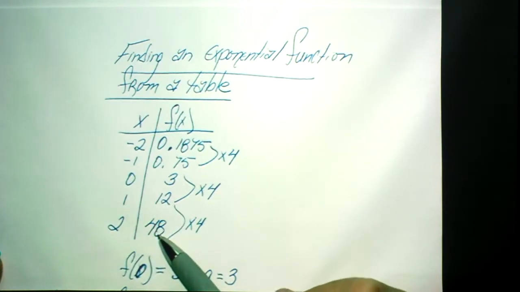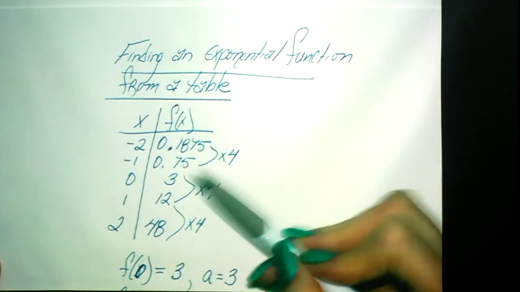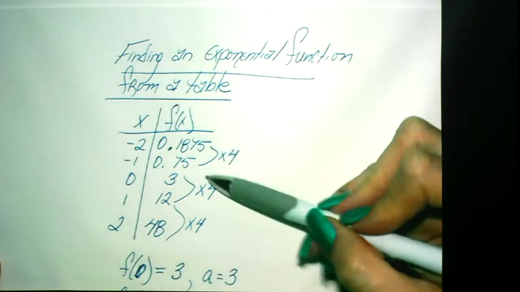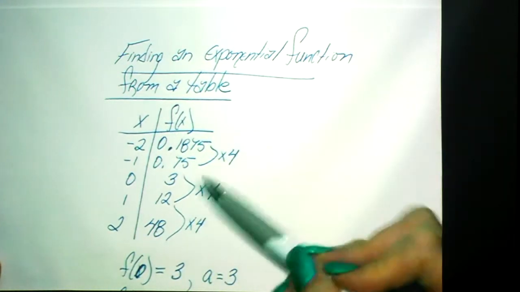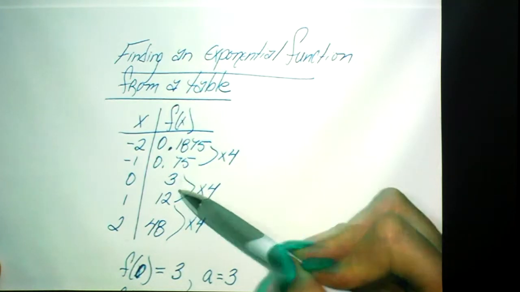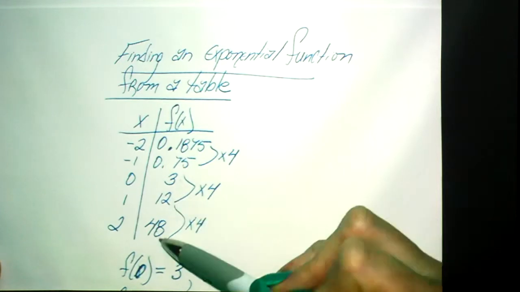Okay? In order to find the function, we really want to figure out what the common ratio is here. So if you look, the easiest one to look at is 3 and 12. 3 times 4 obviously is 12. And then 12 times 4 is 48.